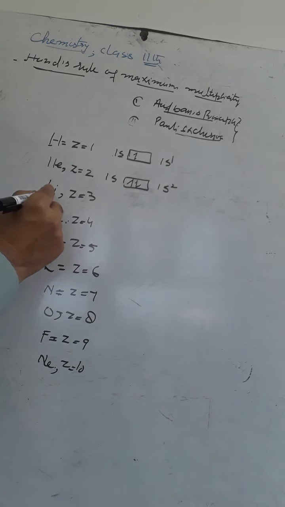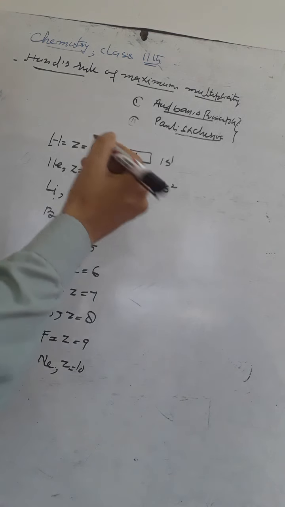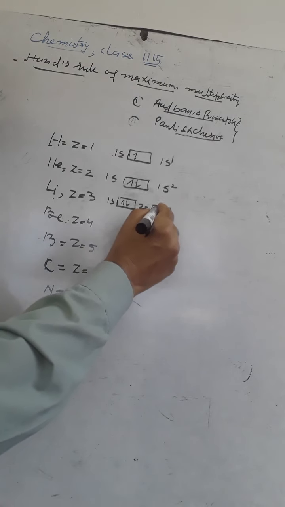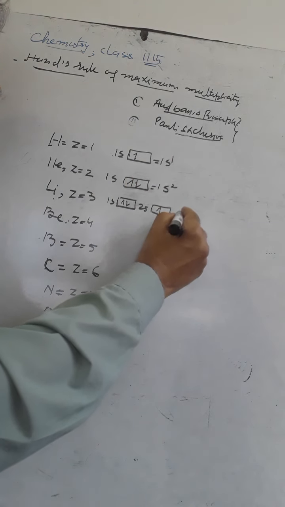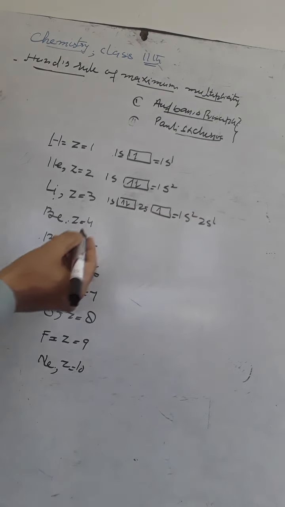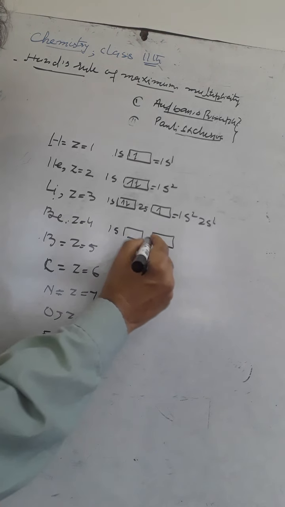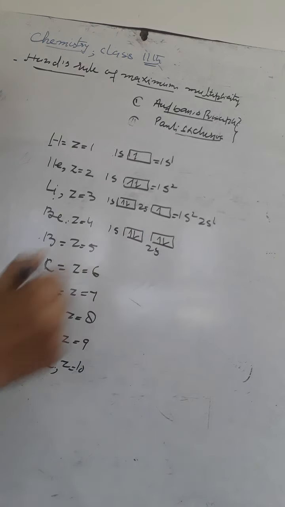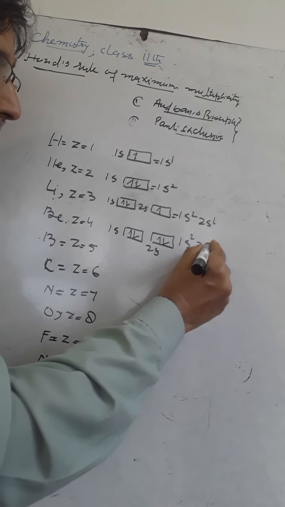Now let me take the case of lithium. It is 1s, it has two electrons, right? After that we have 2s, and one electron goes to 2s. Configuration 1s2 and then 2s1, right? Here beryllium 1s, then we have 2s. 1s has 2, then the other 2 go to 2s, and the configuration becomes 1s2 2s2, right?